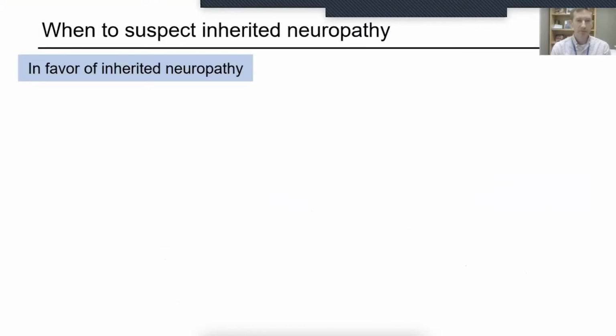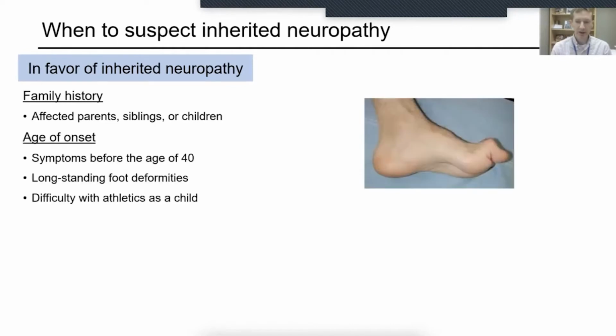So when we evaluate a patient as a physician and try to decide whether they likely have an inherited neuropathy or not, these are some of the things that we look for. So certainly, as I mentioned, a family history. The most useful are first-degree relatives, so that's parents, siblings, or children. Age of onset is another key factor. So in most forms of CMT, symptom onset is before the age of 40, and usually some sign of the condition manifests in the teens or 20s or even earlier.